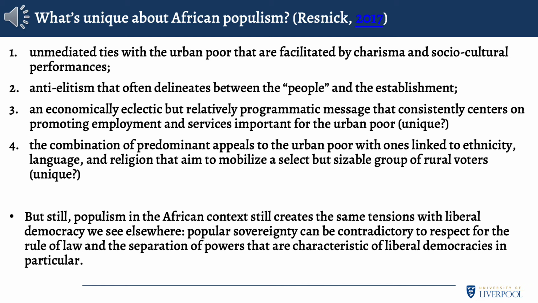the contemporary populist strategies witnessed in Africa consist of four key elements. The first is unmediated ties with the urban poor, then anti-elitism, an economically eclectic but relatively programmatic message, and the combination of predominant appeals to the urban poor with ones linked to ethnicity, language and religion that aim to mobilise a select but sizable group of rural voters. So, while the former two characteristics nicely complement those found in other regions of the world, the latter two are slightly more distinct to the African context, Resnick argues.